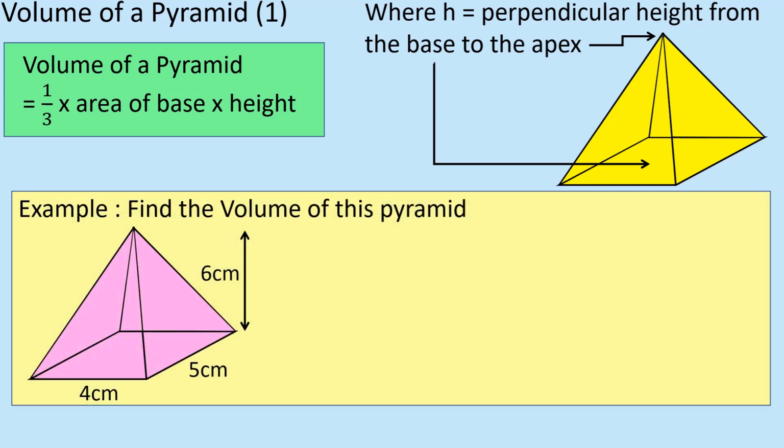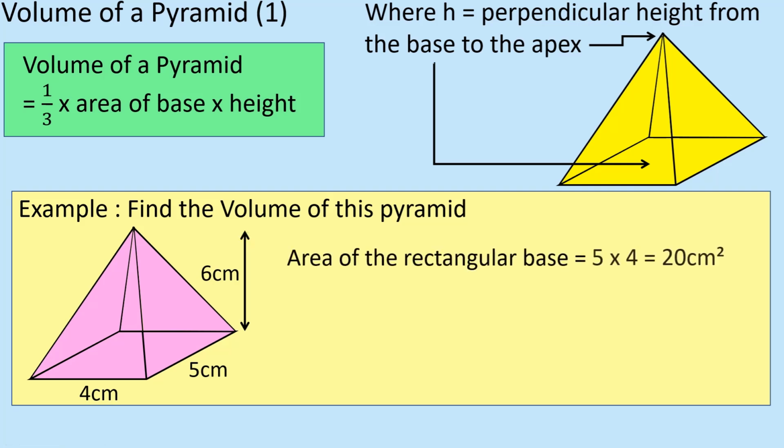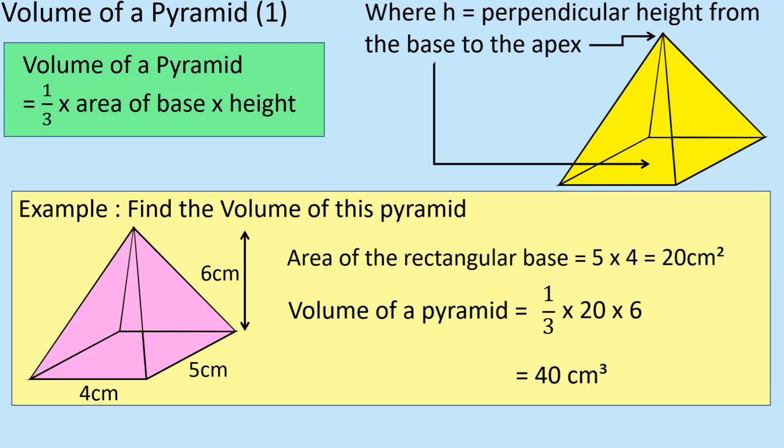So they're quite generous. They've given us the base as a rectangle, and the height, which again is the perpendicular height, and we just need to apply the formula. So the area of a rectangle base is 5 times 4, which is 20, and I'm going to do a third times the 20 and times by the height, and it's going to give me 40 centimeters cubed, and that's the volume of a pyramid. Sounds easy, doesn't it?